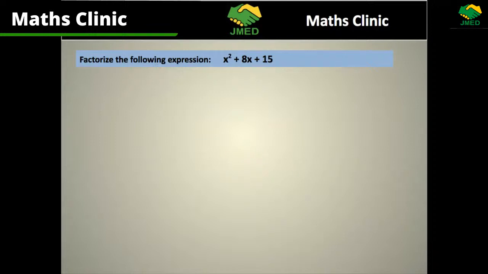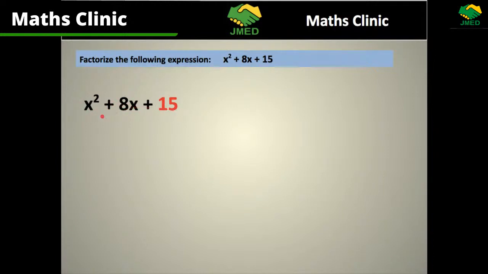So factorize. So here's our thing. The key thing here is to understand how quadratic expressions are set up when they're in this form, or equations for that matter. The last term has a connection to the middle term if the expression can be factorized.